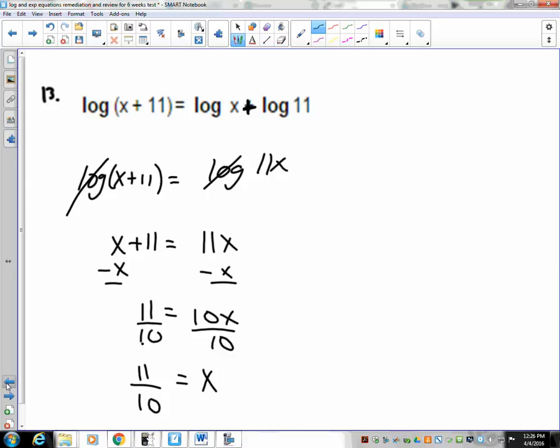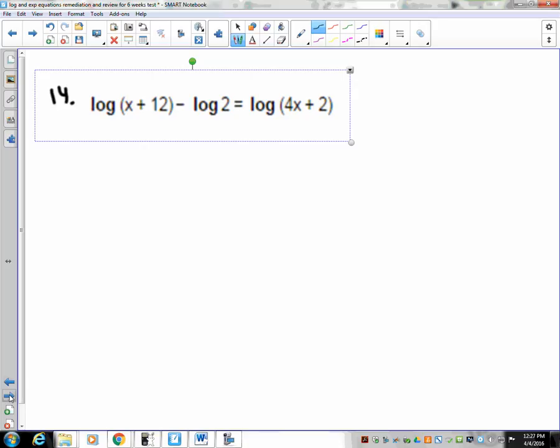Eleven over 10. That's it. I think that's 8 over 7, but I did that in my head, so that very well could not be right. 8 over 7? Dang, I'm good. Look up if you didn't get 8 over 7 real quick.